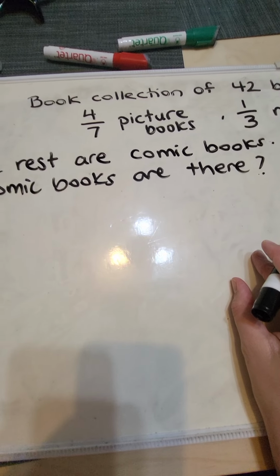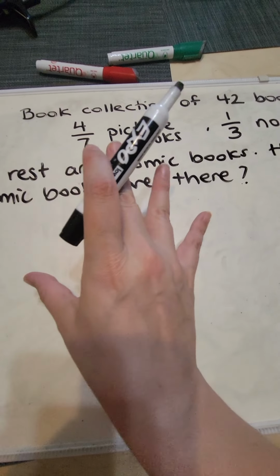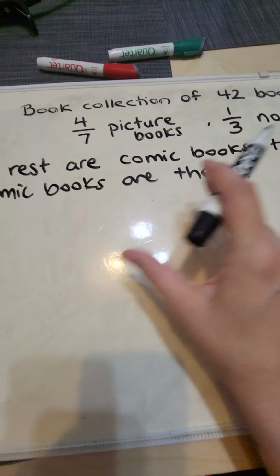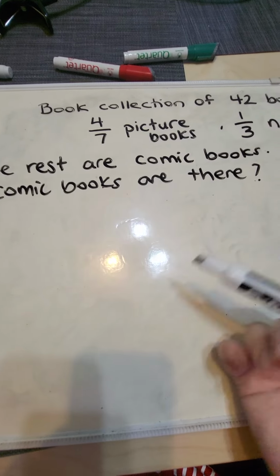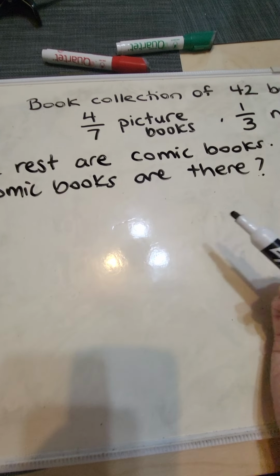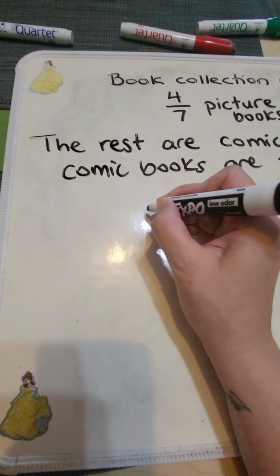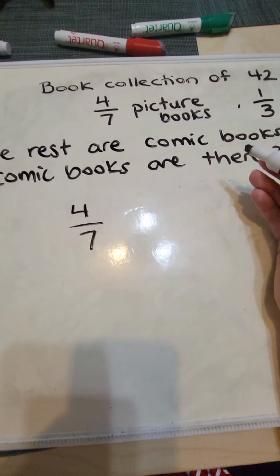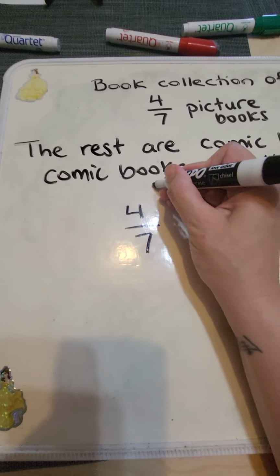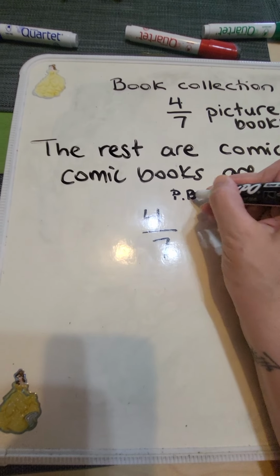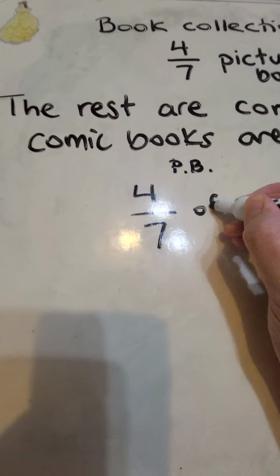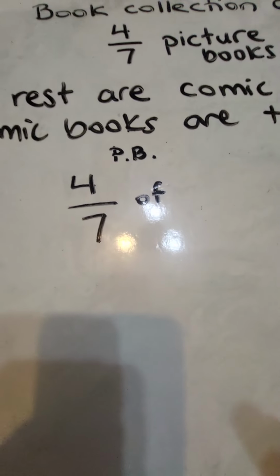So the best way to tackle this is to go type by type or fraction by fraction. So let's figure out how many actual picture books there are. The information they gave us is that 4/7 of the books are picture books. I'm just going to put a little label for myself, picture books, so I stay organized. So 4/7 of what? That is the question you have to ask yourself.